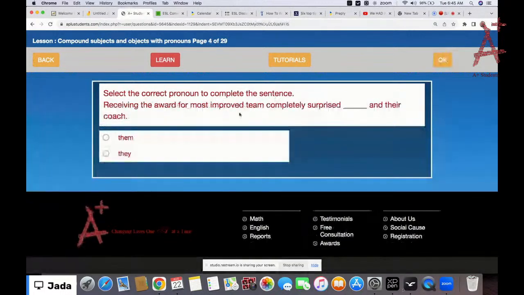Receiving the award for most improved team completely surprised Dash and their coach. Them or they? Surprised them or they? So it's going to be what? Them or they? Them. Surprised them and their coach. Okay.